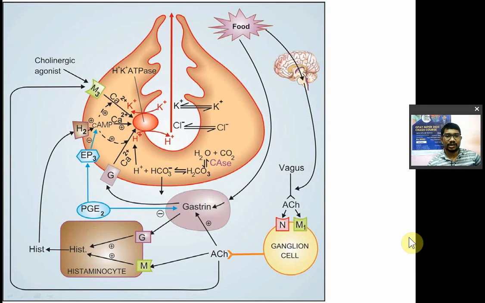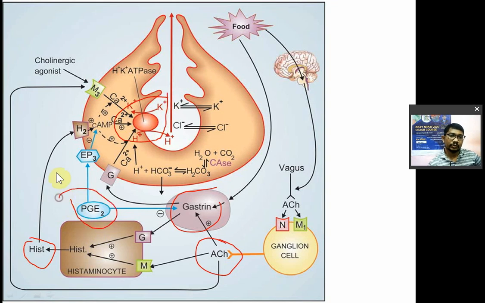You know that these are the factors responsible for acid formation. So you now know that acetylcholine increases acid, gastrin increases acid, and histamine also increases acid. These are the factors which increase acid formation. First one is acetylcholine, second is gastrin, third is histamine. All these three stimulate the proton pump, so they increase acid formation. Only prostaglandin E2 has a negative role in acid formation. It will decrease the acid formation, right?